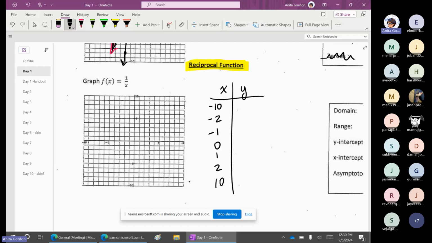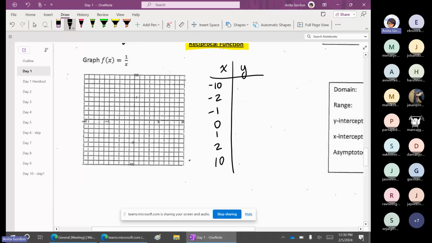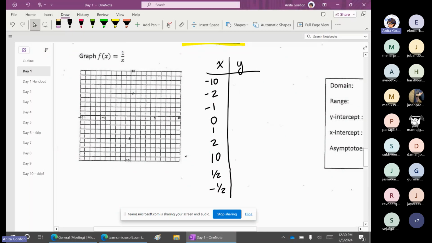Can you take a moment with the person sitting next to you? Ooh, I'm sorry, I'm going to add one more. +1/2 and -1/2. I'll add that to the bottom there. Okay, take a second, sort this out.